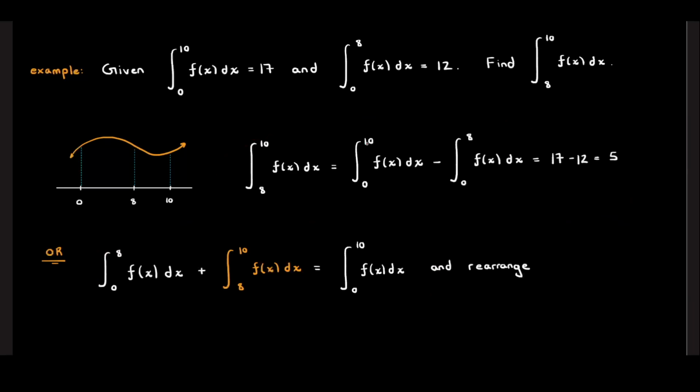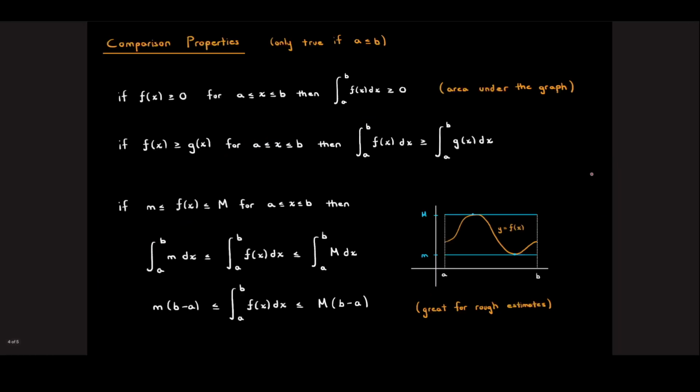Either way, you will end up with an answer of 5. Next up, we have a few more properties of the definite integral, and these are called the comparison properties.